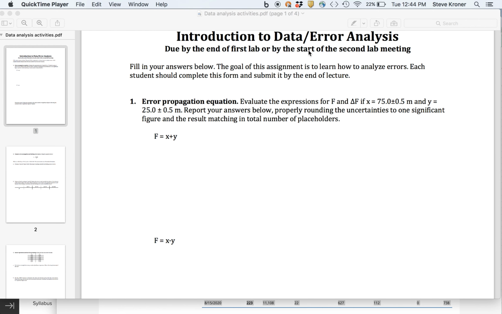We'll try to do a lecture on data and error analysis in person. I'll get the slides and the recording of that lecture posted for anybody who can't make the lecture. So hopefully you've already seen that lecture before tackling this activity.